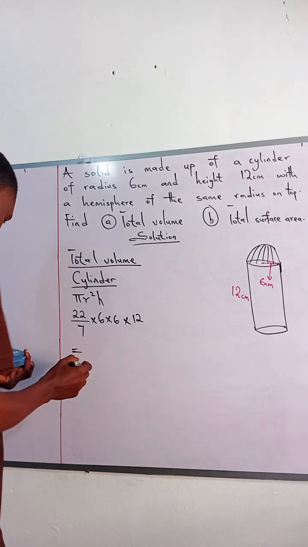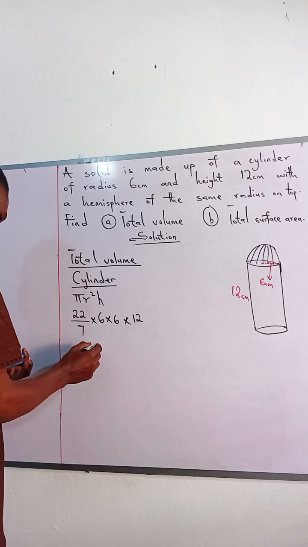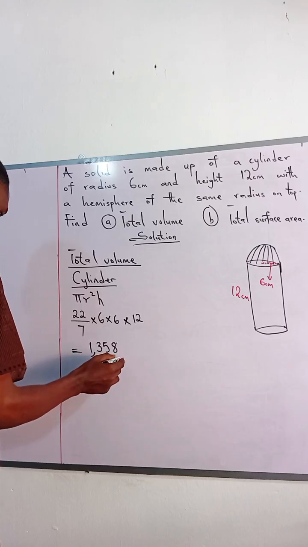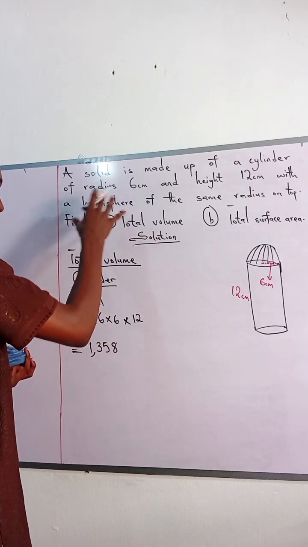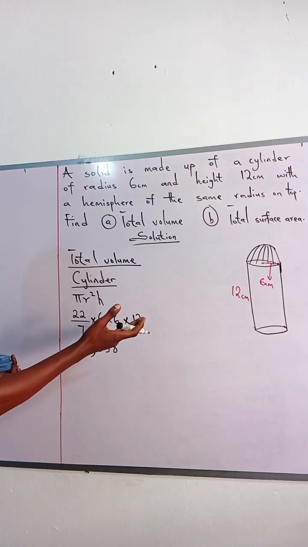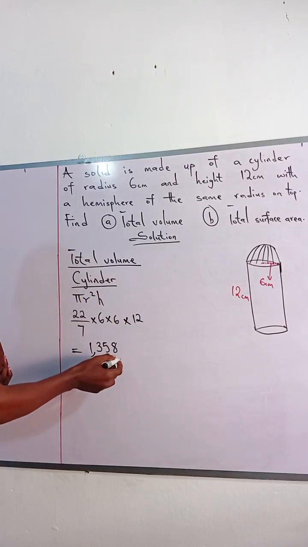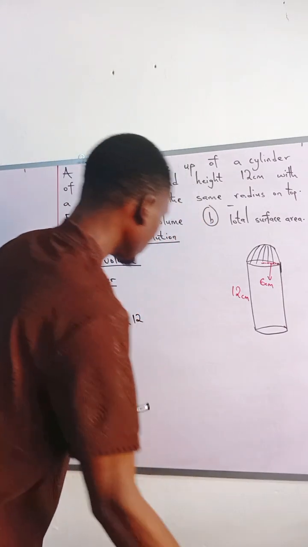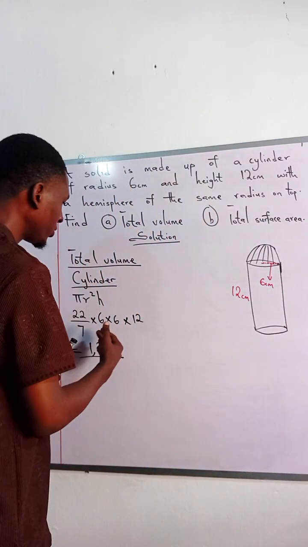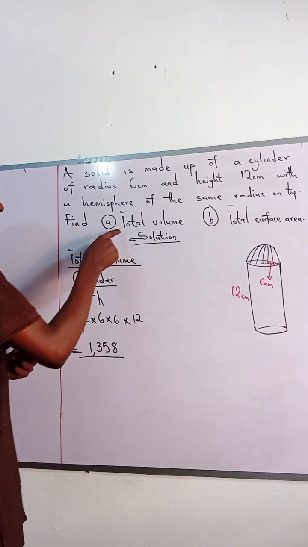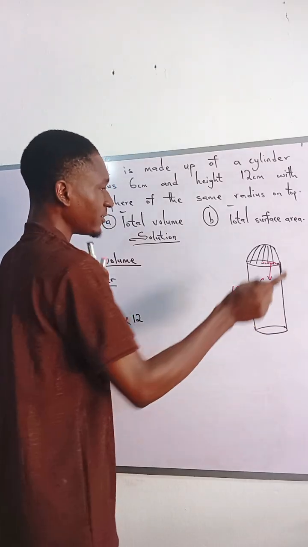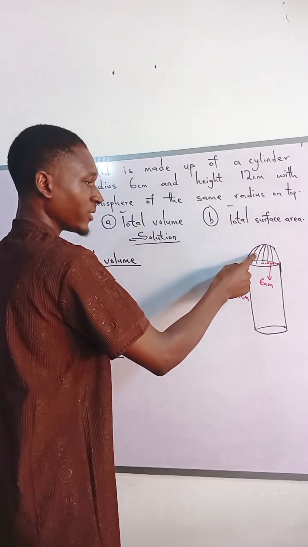Okay, what I got here is 1357.7, but I'm going to leave it as 1358 to make our calculation easy. If your question tells you to leave it in certain significant figures then do so, but for the purpose of this class, let's leave it this way to make it easy. So we've just looked for the volume of the cylinder. Remember, we are not asked to look for the volume of the cylinder, we are asked to find the total volume. That means the volume of the cylinder and the volume of the hemisphere.